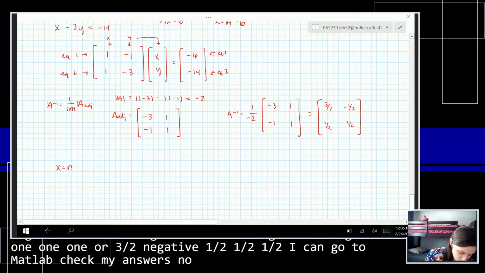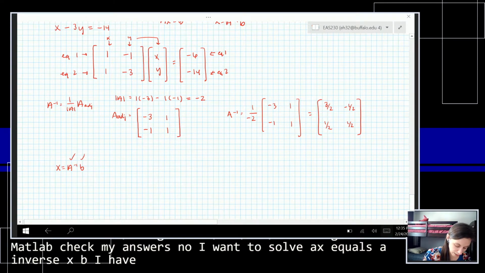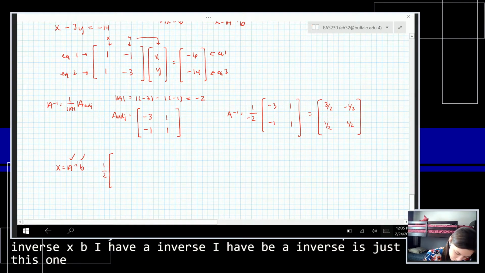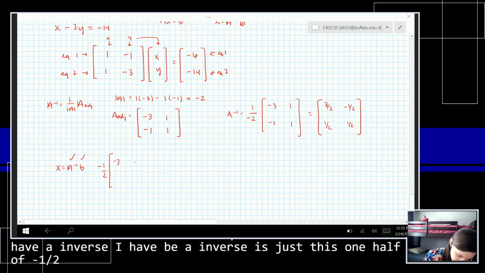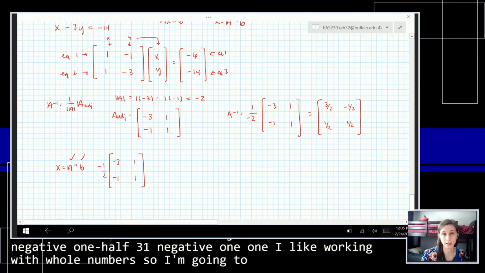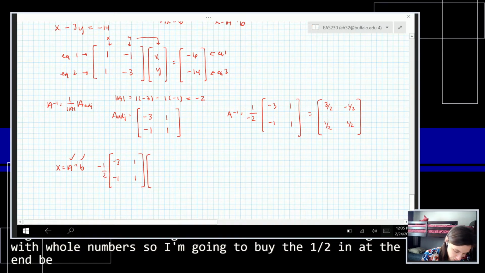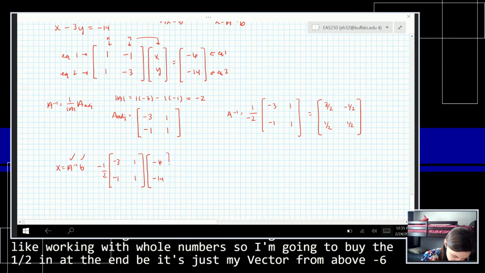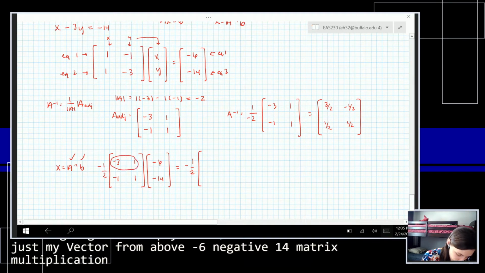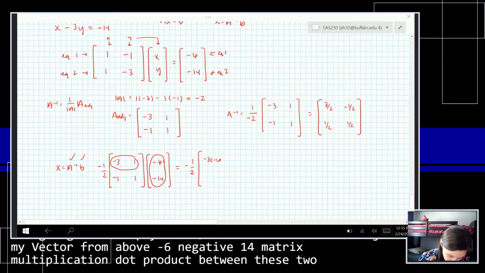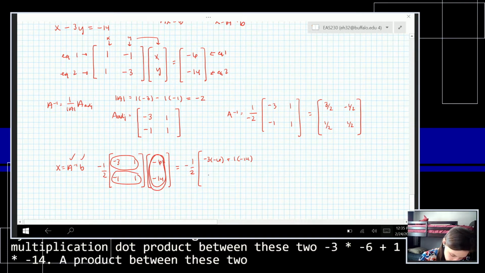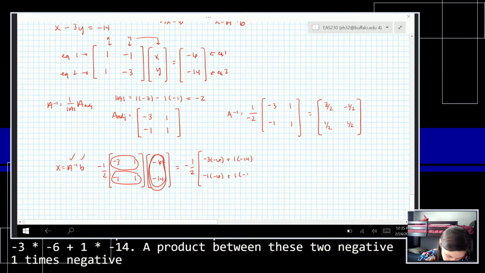Now I want to solve x equals A inverse times b. I have A inverse, I have b. A inverse is just this: 1 half, negative 3, 1, negative 1, 1. I like working with whole numbers, so I'm going to multiply the 1 half in at the end. b is just my vector from above, negative 6, negative 14. Matrix multiplication. Dot product between these two. Negative 3 times negative 6 plus 1 times negative 14. Dot product between these two. Negative 1 times negative 6 plus 1 times negative 14.